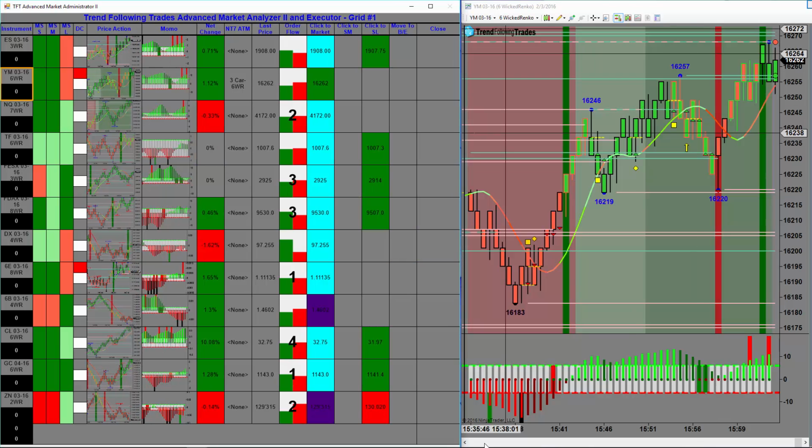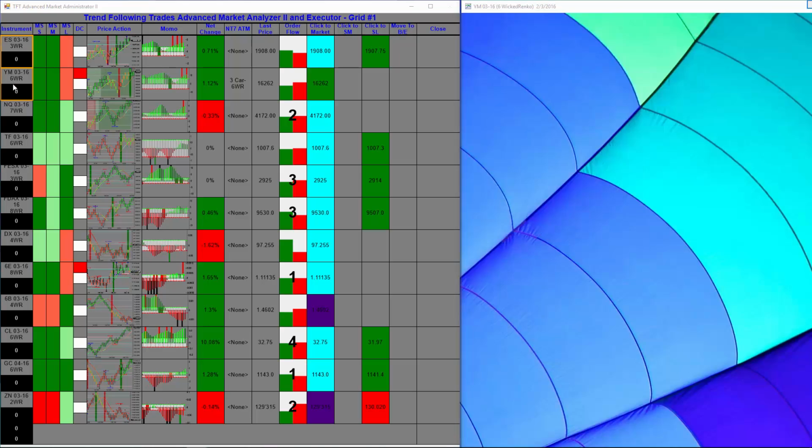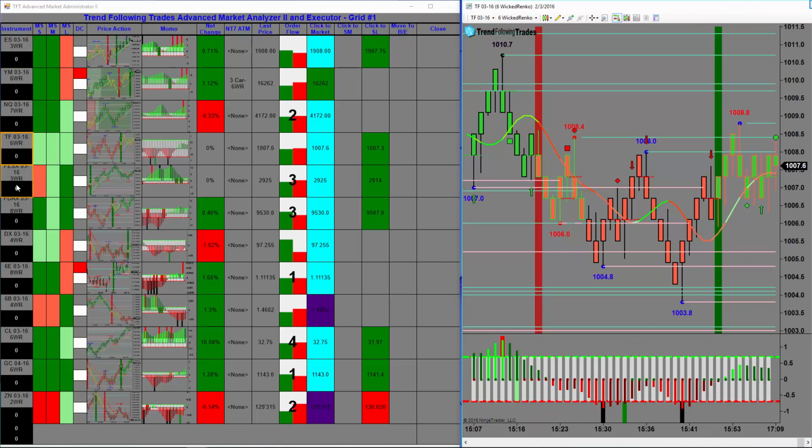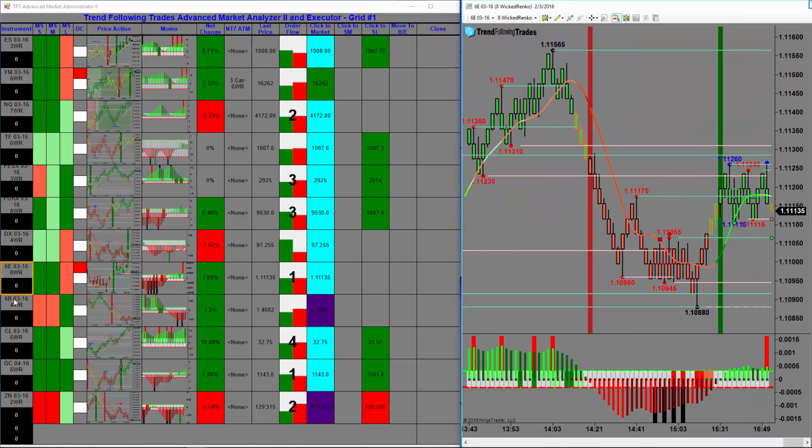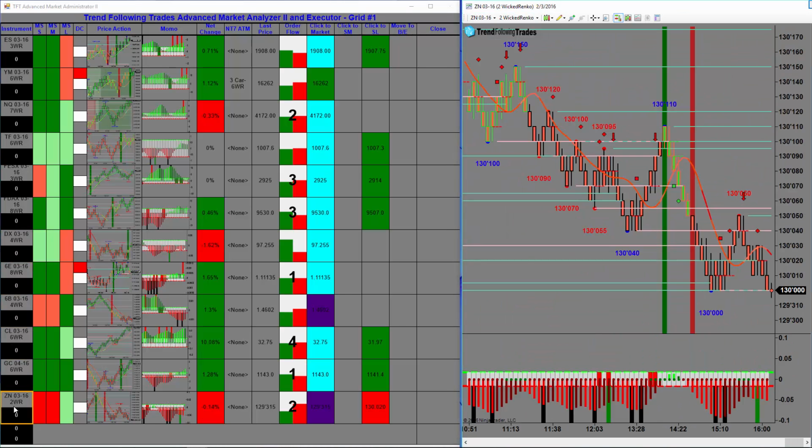In one monitor, I can only broadcast from one monitor. A lot of people like to keep the AMA on one monitor and then charts on another monitor. We can actually split it up like I have right here. We have the AMA on half a monitor and charts on half a monitor. And as we click through the different markets, you will see different charts pop up instantaneously. So there's only ever one chart up.